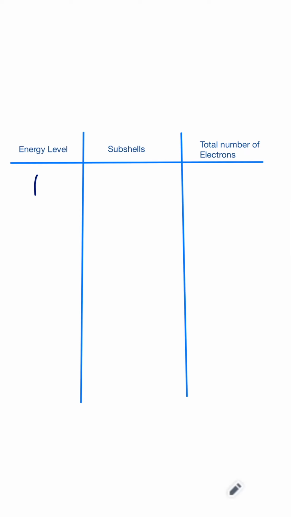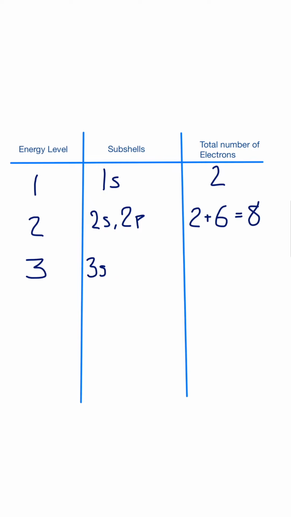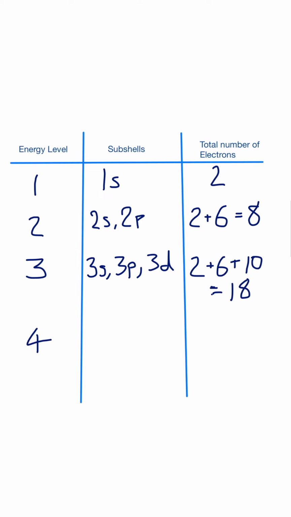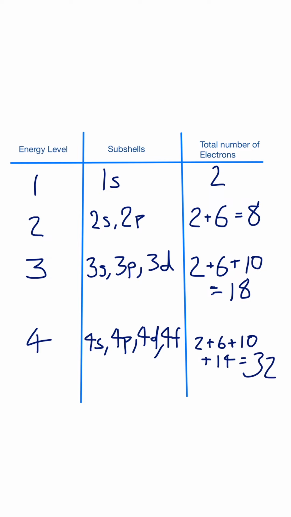Now, the first energy level in an atom only has a 1s subshell, meaning it can only hold 2 electrons. The second energy level also has a p subshell, meaning it can hold 8 electrons. In the third energy level, you have the 3s, the 3p, and the 3d, so it can hold 18 electrons. Whereas in the fourth energy level, we have a 4s, 4p, 4d, and 4f subshell, meaning a total of 32 electrons can be held.